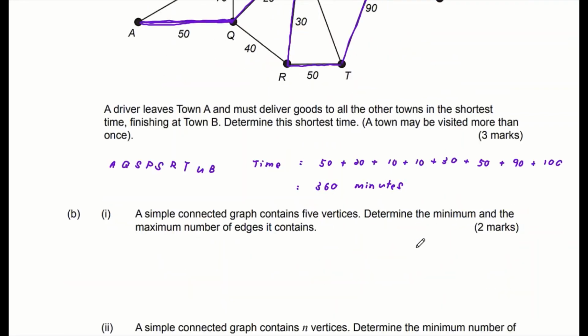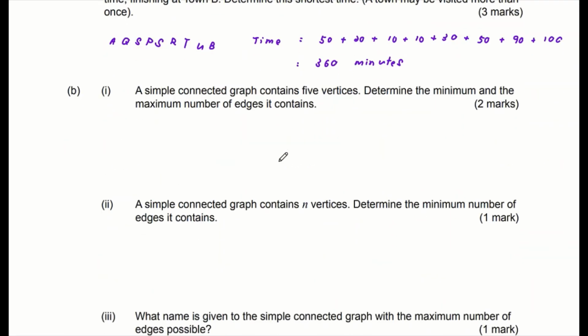Okay, so part B, a simple connected graph contains 5 vertices. Determine the minimum and the maximum number of edges it contains. Alright, so for this kind of question, you can try to draw it out. So you know that you have 5 vertices, right? So for example, 1, 2, 3, 4, 5. Imagine this is a simple connected graph. So if you want to make sure everything is connected, then find out the minimum number that you should have. Then it will be 1, 2, 3. You can just randomly draw. So I want to connect this as well, right? So 1, 2, 3, 4. The minimum that I will have should be equal to 4.